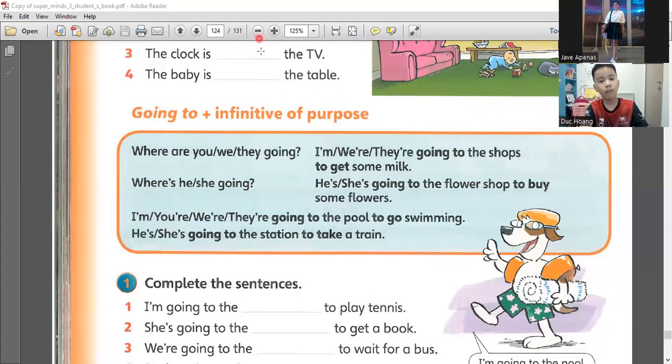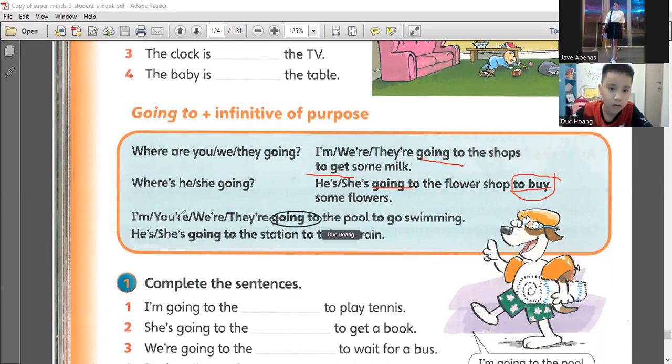So we have there going to plus the infinitive of purpose. For example, I'm going to the shop to get some milk. Another one, he's going to the flower shop to buy flowers. This is the purpose, right? Why did she go to the flower shop? To buy some flowers.